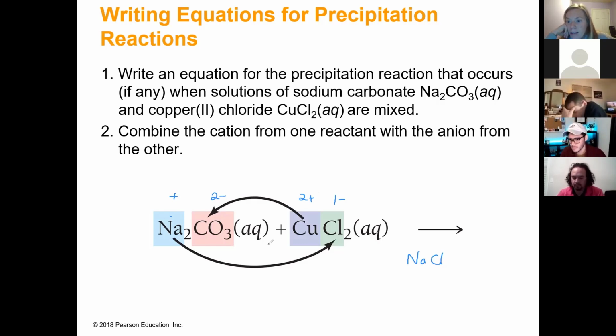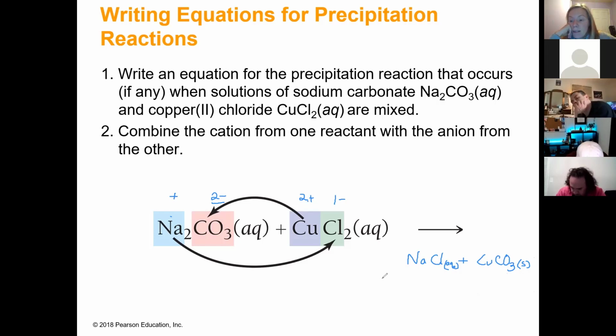Don't worry about balancing just yet, just write your potential products. The next one is copper, which has a 2+ charge, with carbonate, which has a 2- charge. So my other potential product is CuCO3. From here, we want to look up on the solubility charts whether it's aqueous or not. Well, I'll tell you right now, NaCl is definitely aqueous. Okay, that's AQ. CuCO3 is, in fact, a precipitate. It's a solid. I wouldn't expect you to have that memorized, right? But you need to be able to reference it.